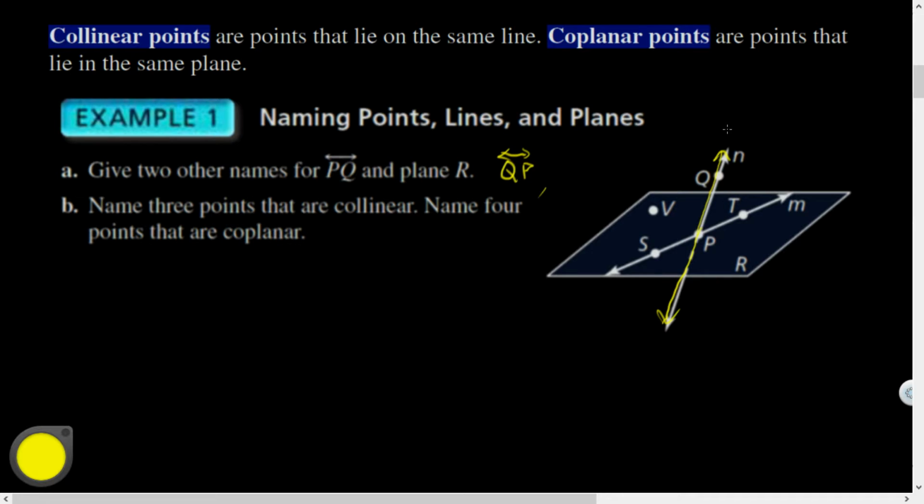Yeah, what are you thinking? Or line N, right? So this actually had a couple ways of calling it. Name three points that are collinear. I can only assume something is collinear if it actually has a line drawn through it. That's one of the things that might be frustrating about geometry: people will say, but it looks like it's straight, and that doesn't actually matter. So as far as three points that are collinear, it looks like the only ones that share a line are S, P, and T.